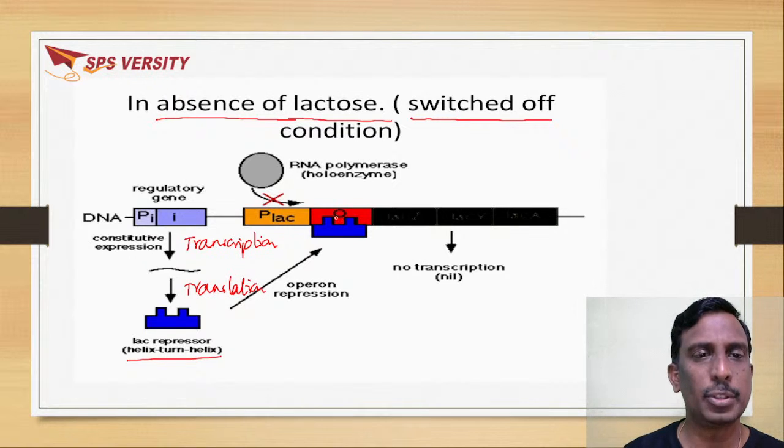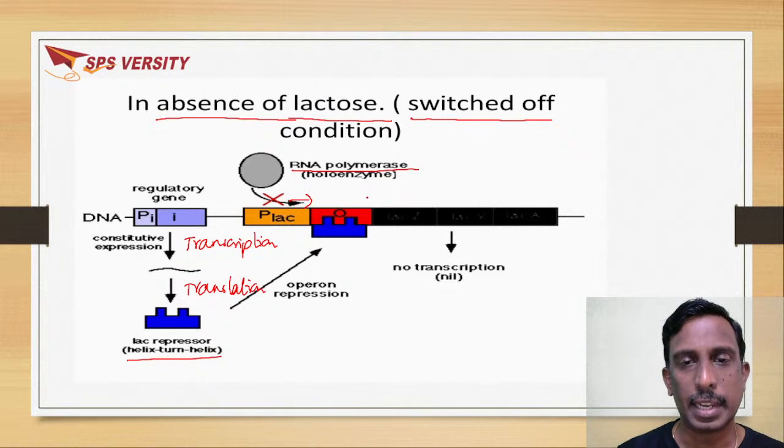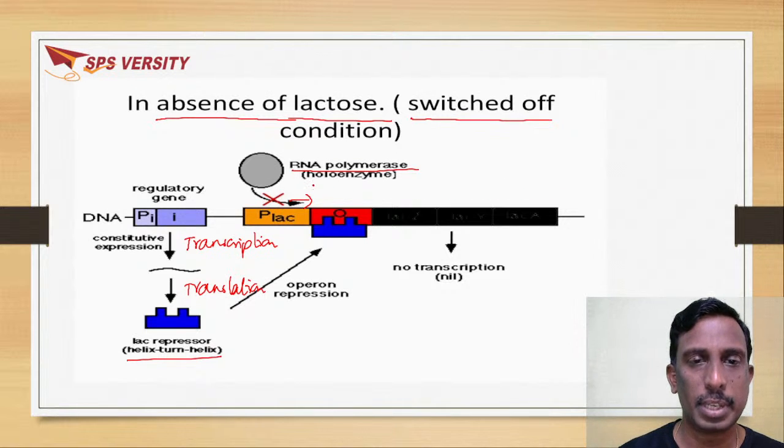So when it binds to the operator, whatever RNA polymerase enzyme is present cannot cross this operator. That means it cannot reach the structural genes. It will stop here itself.